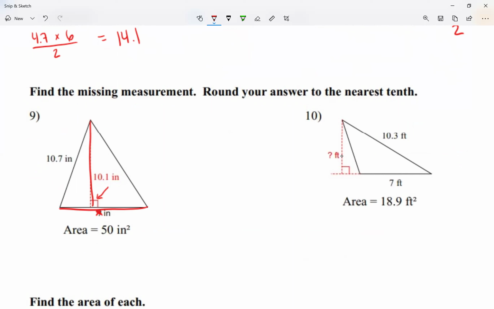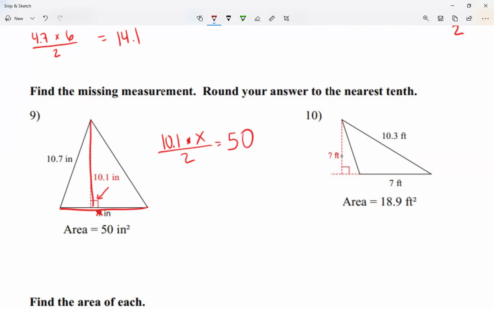So I know that if I was figuring the area of this one, I will go 10.1 times x, so 10.1 times x divided by 2. Right, that's what I will do. Multiply the two measurements that meet at the 90-degree corner, divided by 2, and that will equal the area. In my question here, the area is 50.